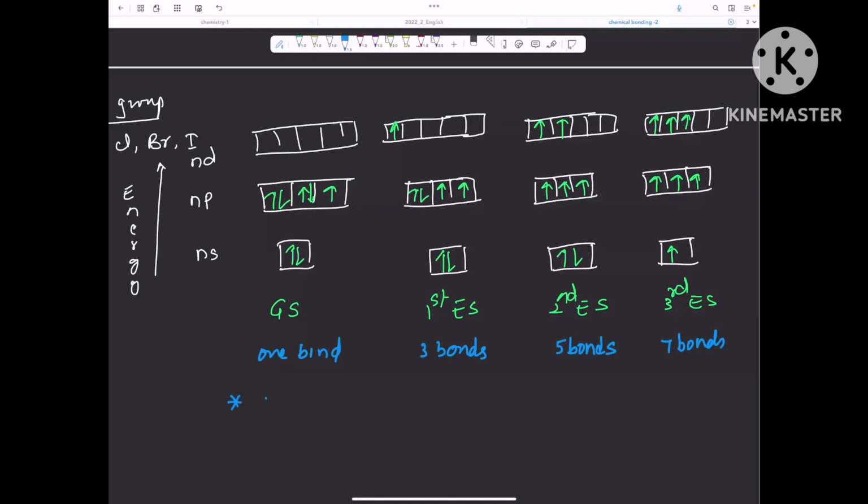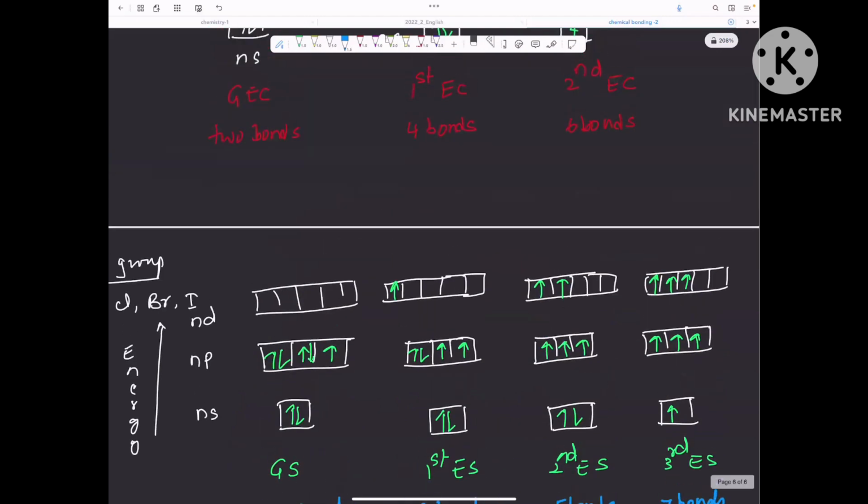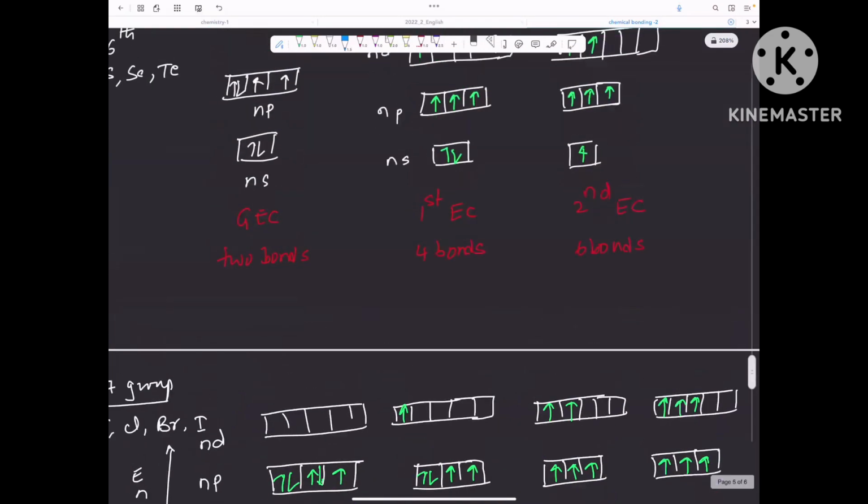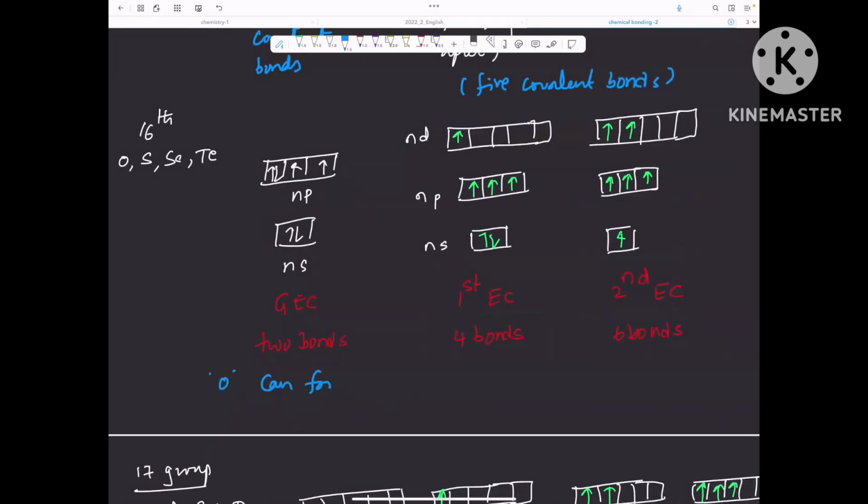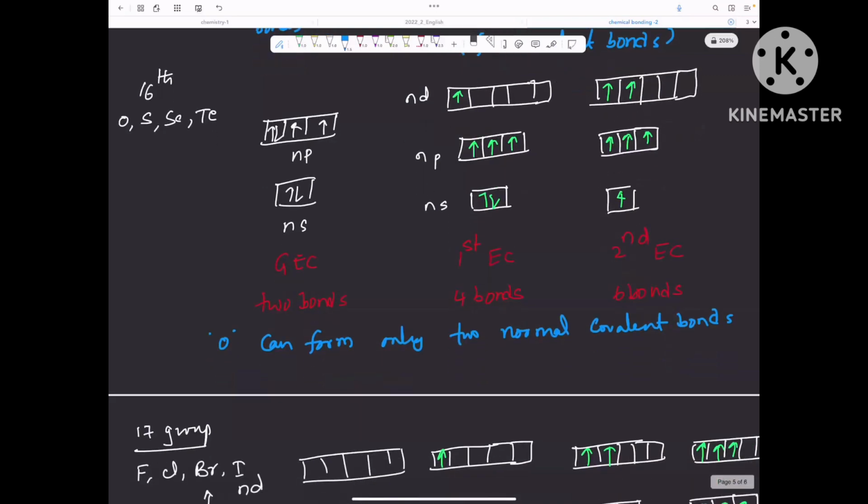Here, what is the note? Fluorine can form only 1 bond, and here also oxygen can form only 2 normal covalent bonds. Some extra other types of coordinate covalent bonds are also there. That type we will study specially. But right now, everything I am teaching is about normal covalent bonds. We are not going into abnormal covalent bonds.